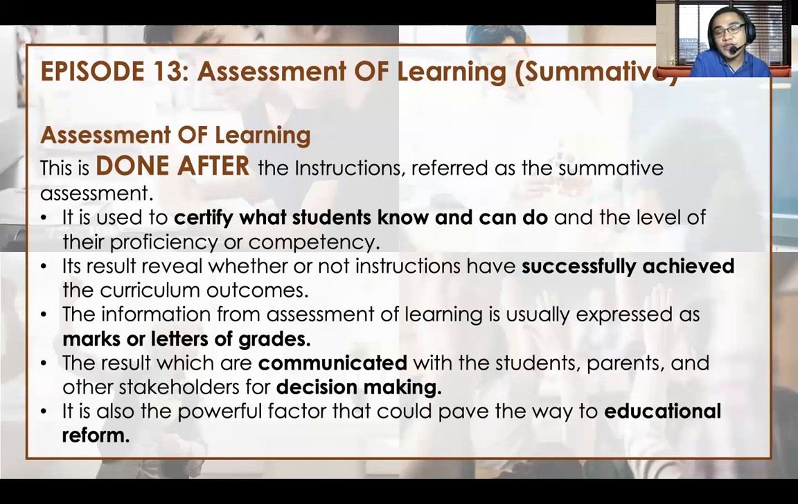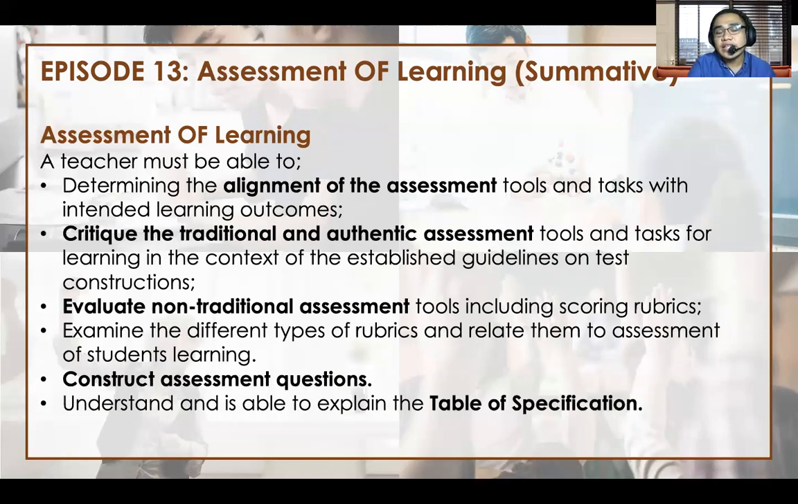Also, this could also be used on international scaling. Of course, we have to determine the performance of the school at the national level and the international level as well. So this could also be a call again for a curriculum change or a curriculum innovation institutionally or even nationally, even internationally. Now, in the assessment of learning, the teachers must be able to develop the following. Number one is we will be able to determine the alignment of assessment tools, tasks with intended learning outcomes.